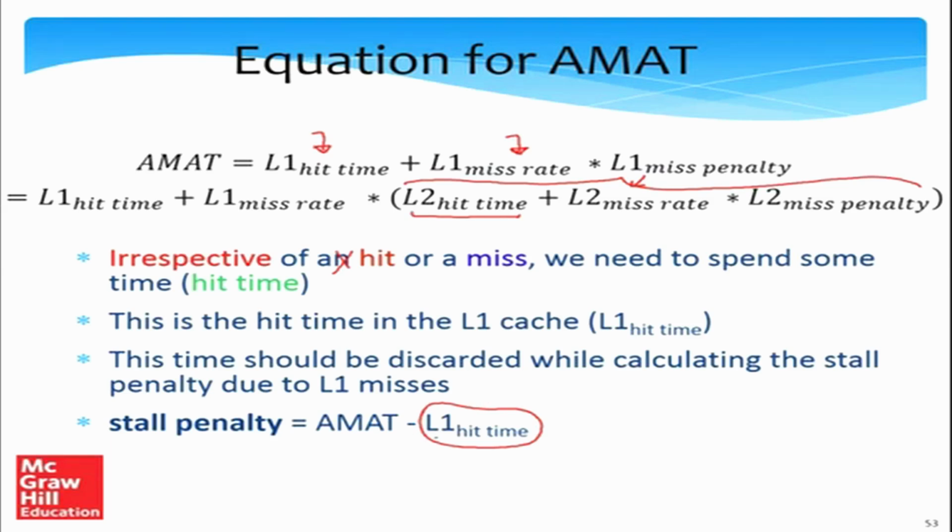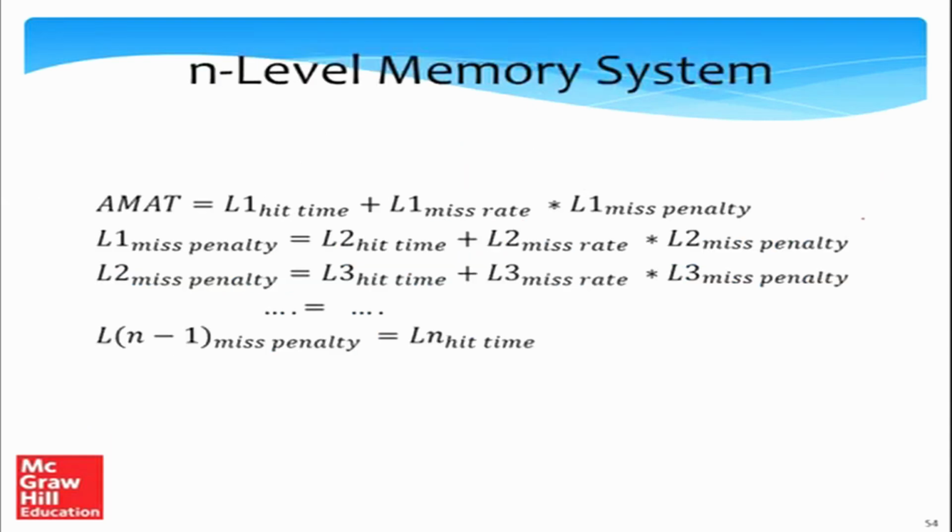It's not a stall penalty, right? So it should be ignored when we are computing the stall penalty. The stall penalty will essentially be the average memory access time minus the L1 hit time, which means that this quantity over here is the stall penalty. And this quantity can further be expanded as L1 miss rate times L2 hit time plus L2 miss rate times L2 miss penalty.